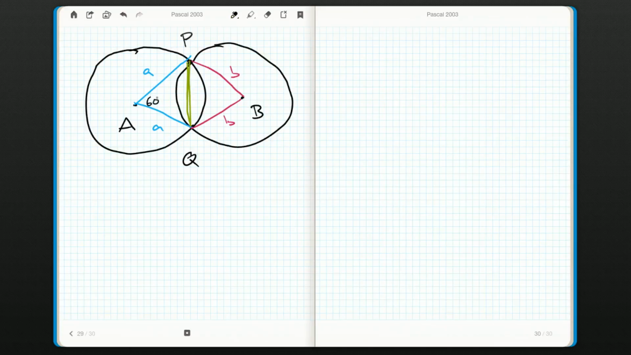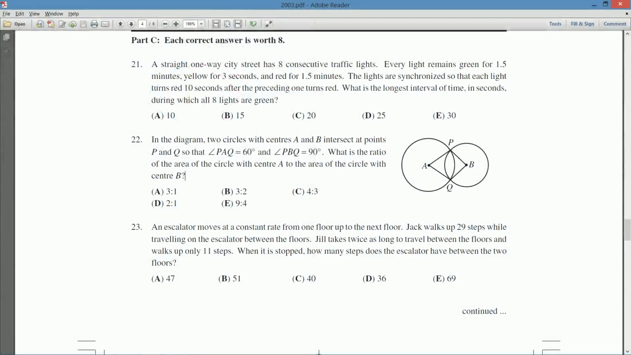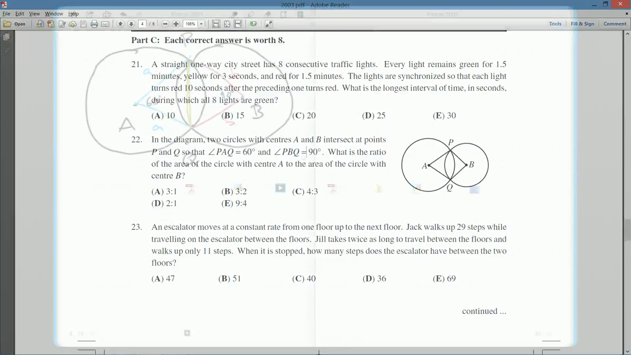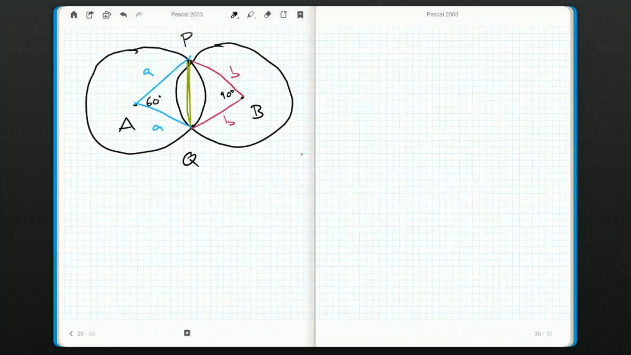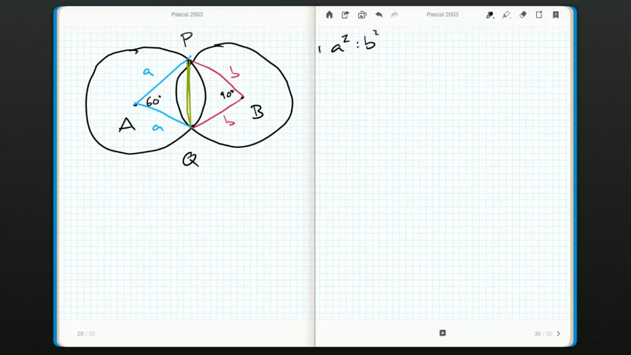So we've got 60 degrees here and 90 degrees here if I read it correctly. Yeah, PBQ 90. All right. So what can we do here? Ultimately, we're looking for a ratio of a squared to b squared. Specifically, we wanted pi a squared to pi b squared, but with a common factor in there, it's just a squared to b squared.